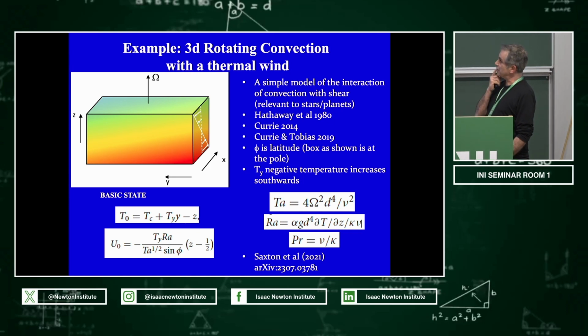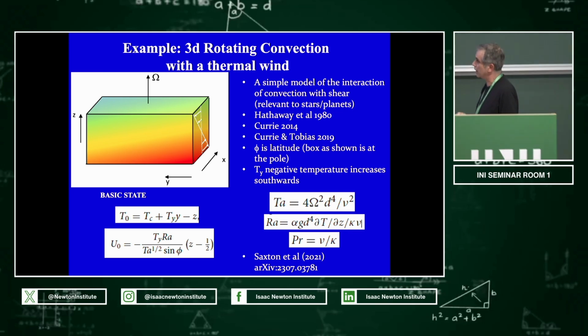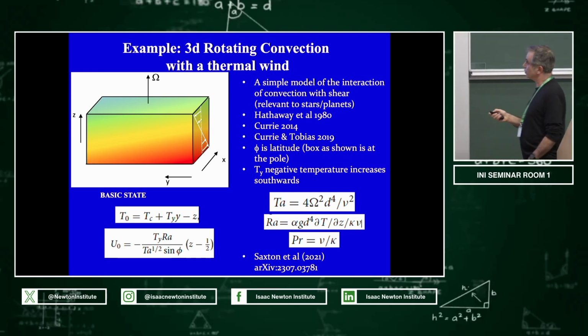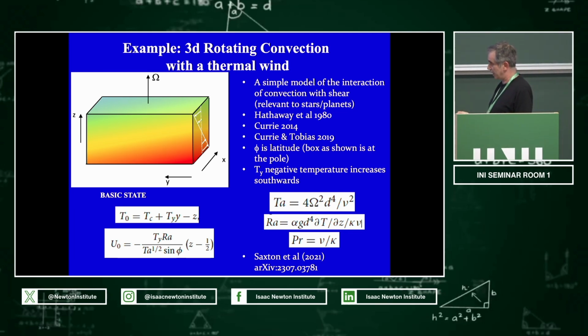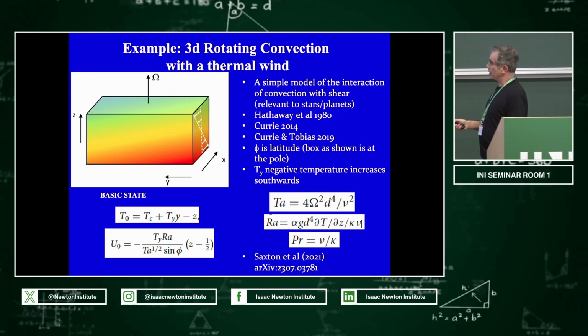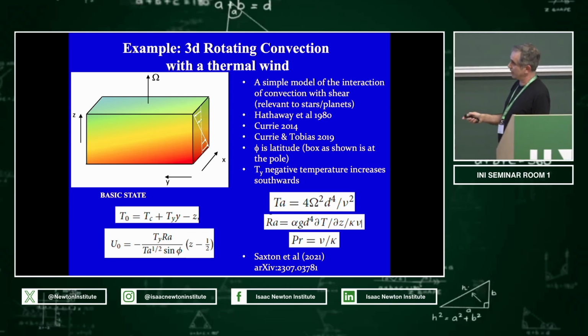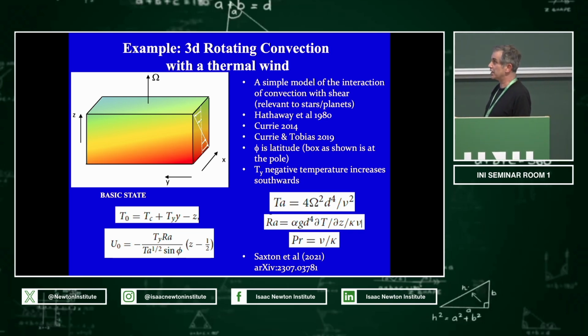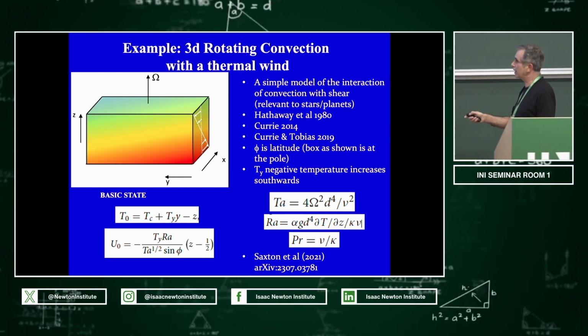So this is three-dimensional rotating convection with a thermal wind. So we've heard a lot about convection. In usual convection, Rayleigh-Benard convection, you have a temperature gradient in Z, which drives the convection. So you have hot at the bottom and cold at the top. We're also, in this model, going to have what we think of as a latitudinal temperature gradient. Okay, so we have a gradient. The temperature depends linearly on this coordinate y.